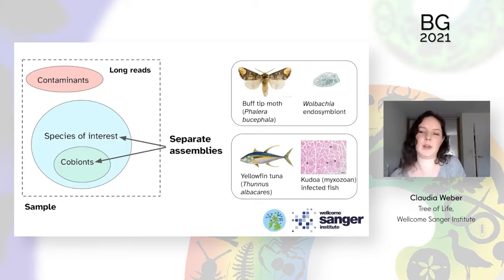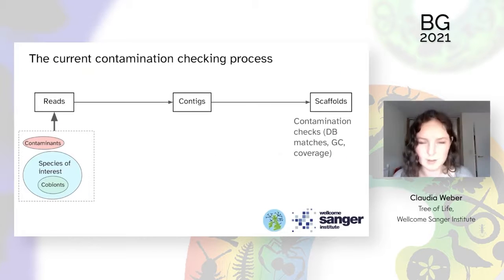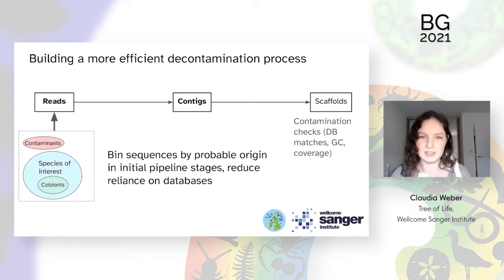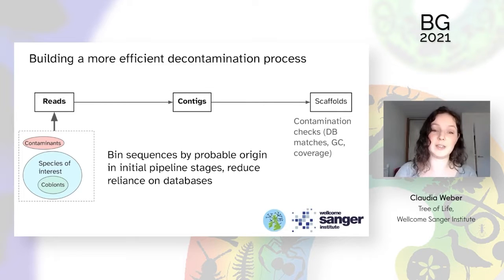For example, we've seen some moths that have some Wolbachia endosymbionts in them, as well as some vertebrates and some parasites that interact with them. In the current Tree of Life pipeline, there are contamination checks that happen at the end when the genome has already been scaffolded. And these are largely based on BLAST with some additional steps if needed. But what we'd like to do is make this process a bit more speedy and efficient.